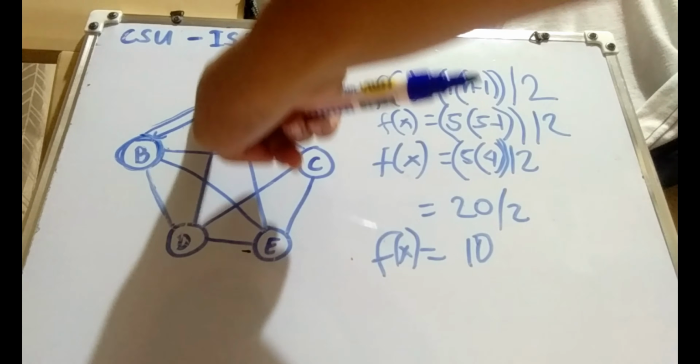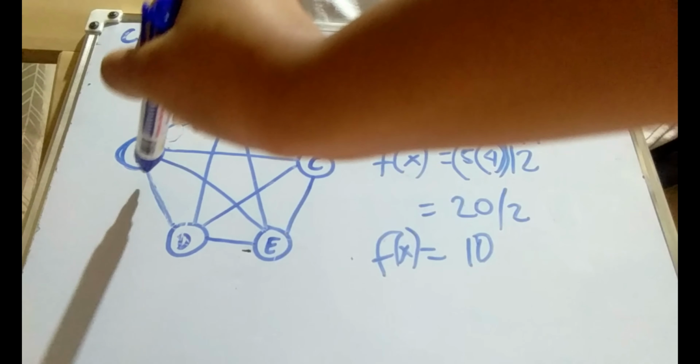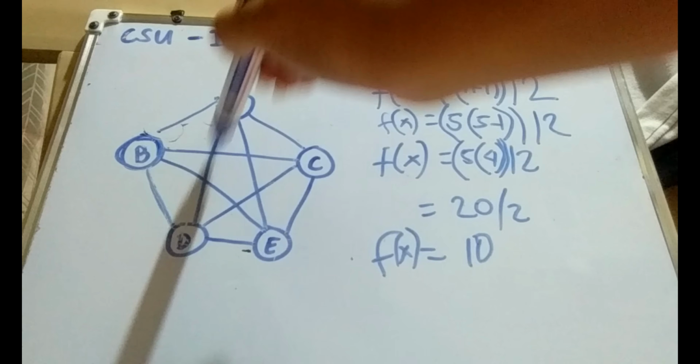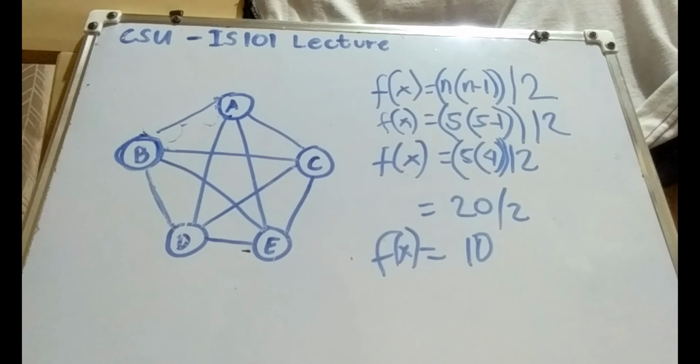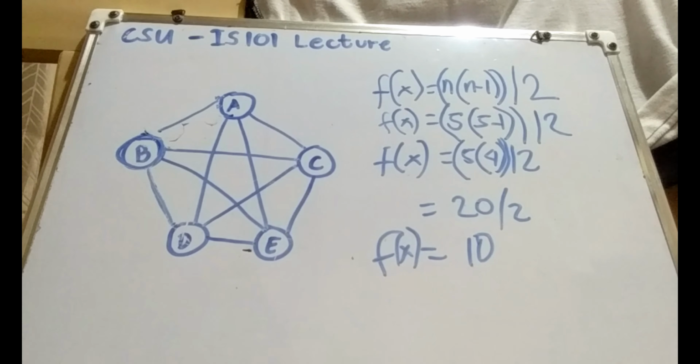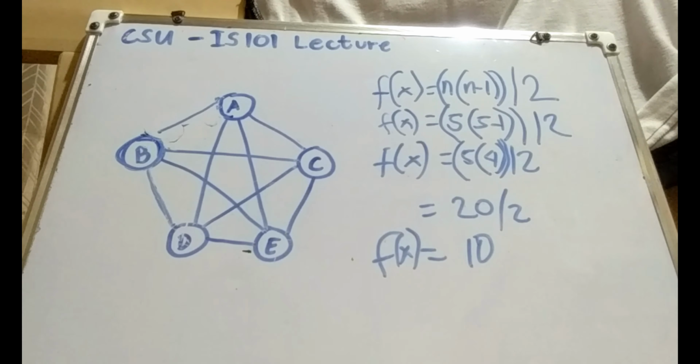So these are the connections: 1, 2, 3, 4, 5, 6, 7, 8, 9, and 10. So there are 10 connections. If you do not eliminate the copies of connections, if you do not divide it by 2, in that case the possible connections would be 20.